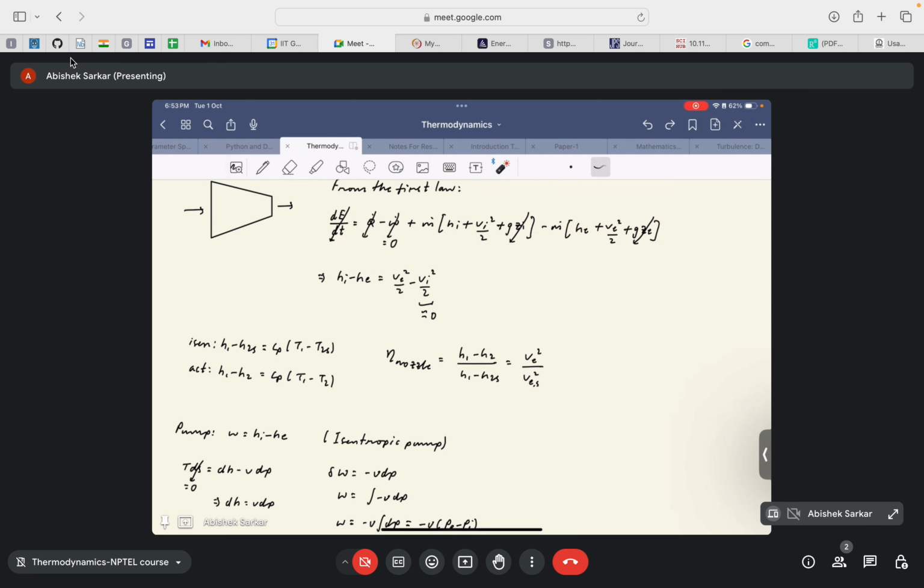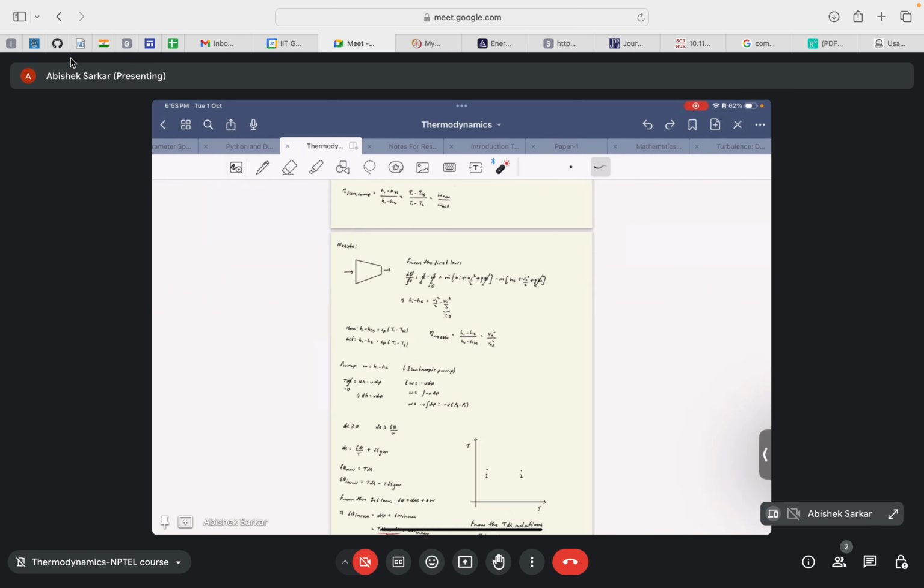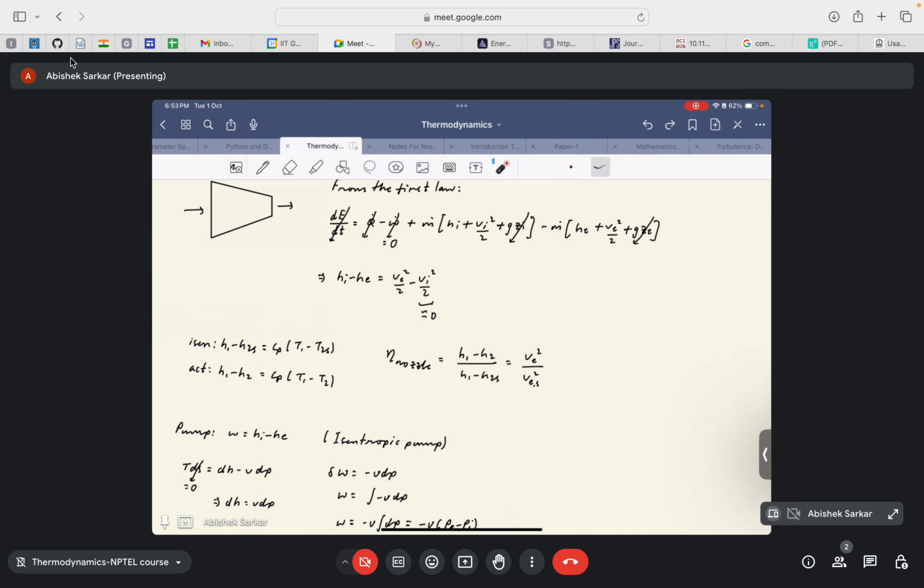And now from this equation, if we consider the inlet velocity to be much lesser than the exit velocity, then we can easily write eta nozzle as V2 squared by V2s squared, where V2s is the exit velocity in the isentropic case.